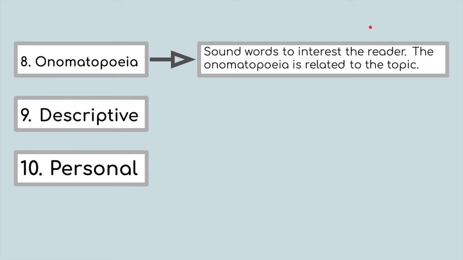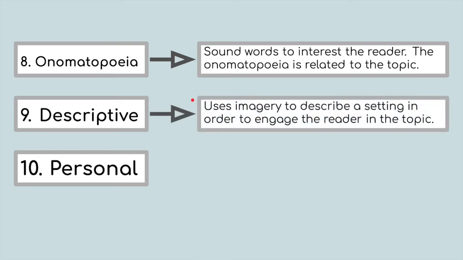The onomatopoeia is related to the topic. So, for example, if your paragraph is about, like we said before, what you did over the weekend, you want to make sure your onomatopoeia makes sense. Like maybe that wouldn't start with "boo" or something if you didn't have a spooky weekend. You want to make sure that it makes sense.